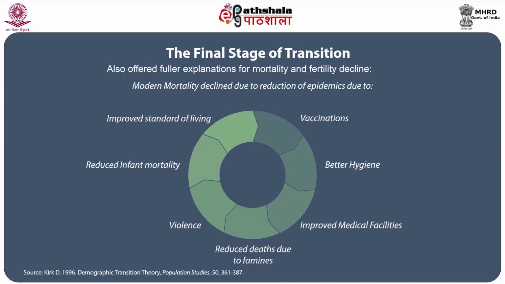Modern mortality decline was due to reduction of epidemics, due to vaccinations, better hygiene, improved medical practices, reduced deaths due to famines, violence and civil wars, reductions in infant mortality and improved standards of living. These are some of the major characteristics of mortality decline.